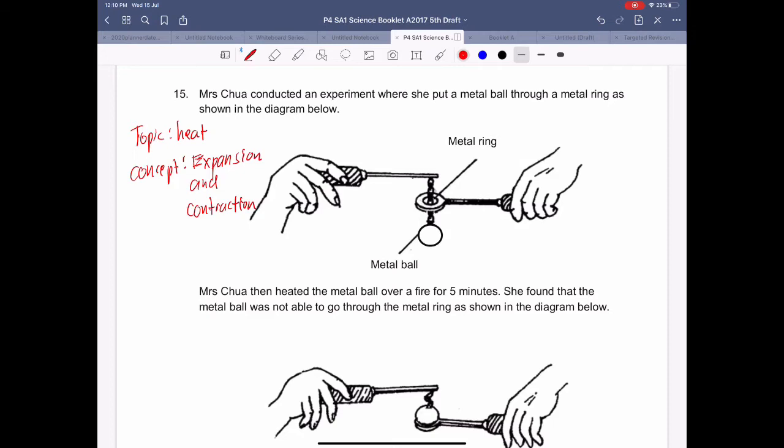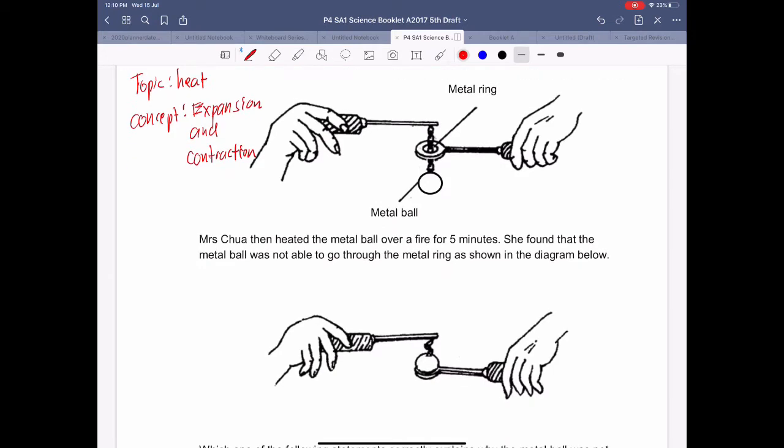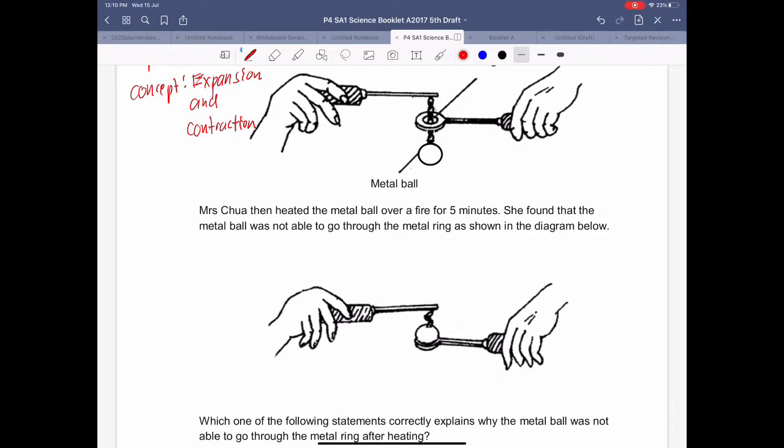Now, Mrs. Chua conducted an experiment where she put a metal ball through a metal ring as shown in the diagram. She then heated the metal ball over a pipe for 5 minutes. She found out the metal ball was not able to go through. So based on experience straight away, I know why already, because the ball has expanded. You didn't heat the metal ring, so the metal ring actually remained the same size, but the ball has expanded.